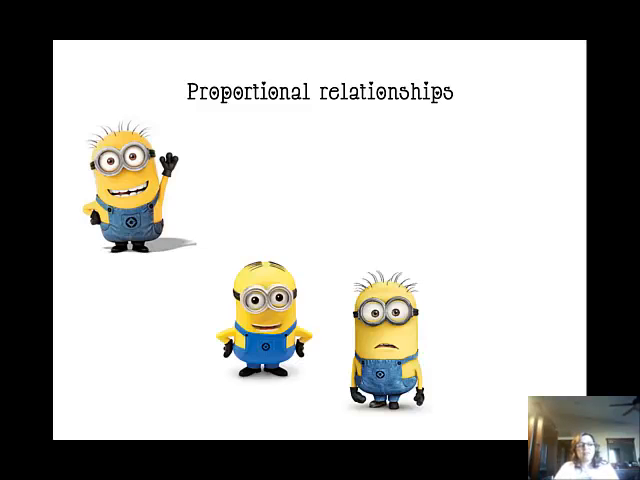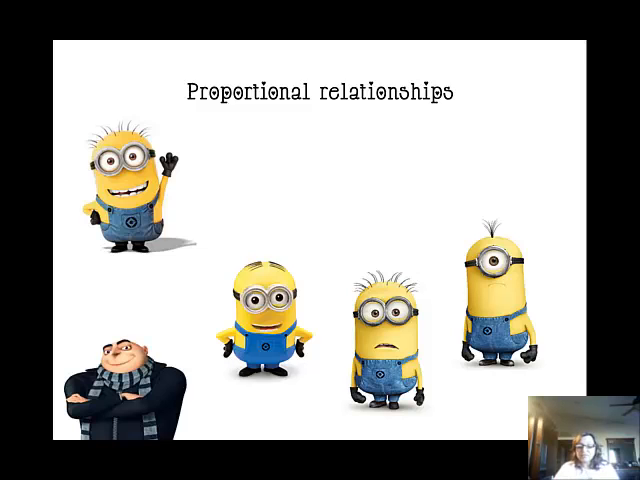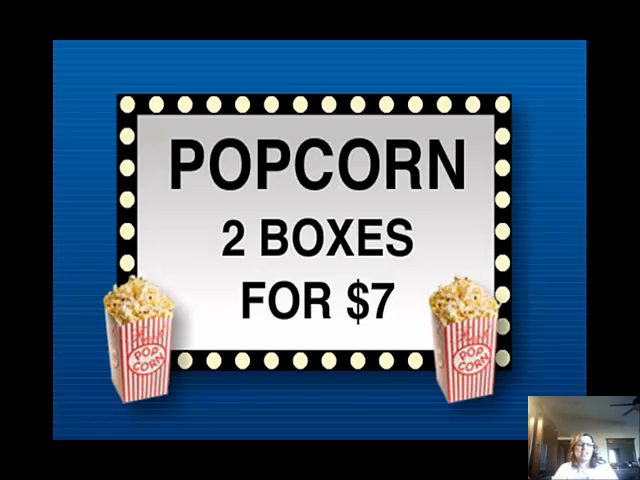But Minion Dave and three of his Minion buddies are going to the movies, and Gru was nice enough to give him $20 to go. When they got to the movie theaters, they saw that there was a special for popcorn: 2 boxes of popcorn for $7. 4 minions, probably going to want 4 boxes of popcorn. The fixed relationship is 2 boxes for $7, so 4 boxes would be $14.